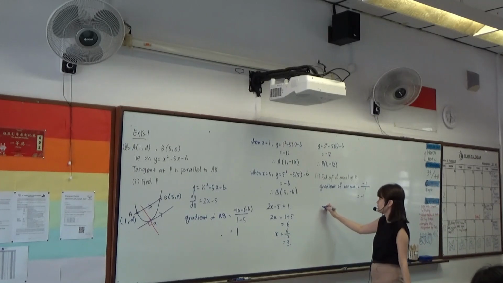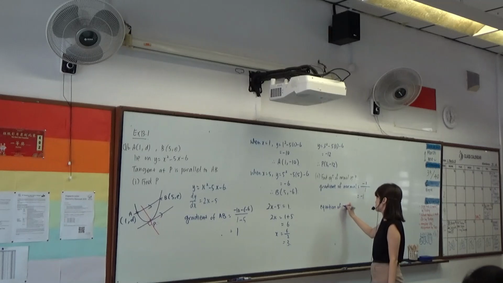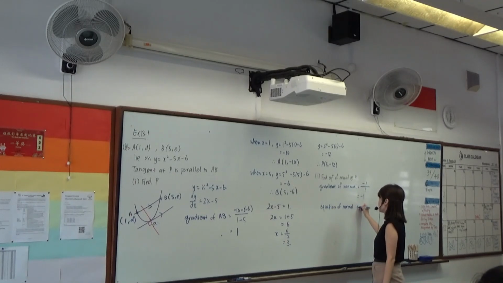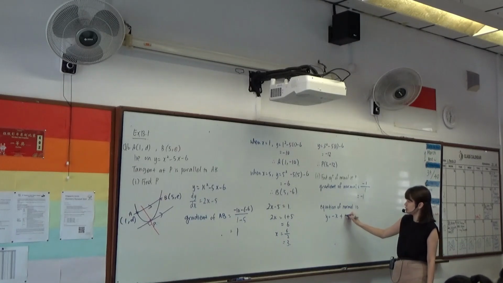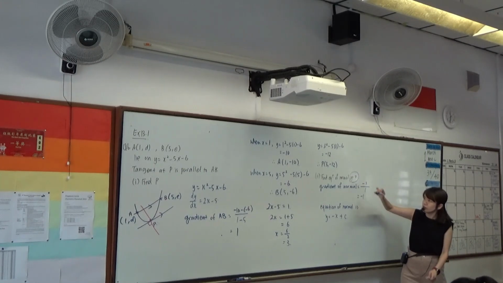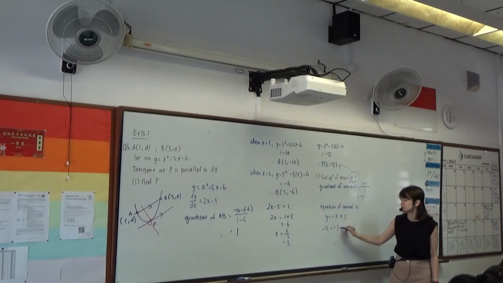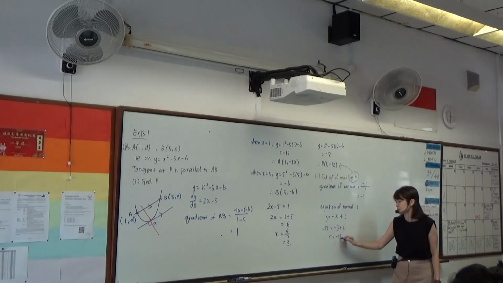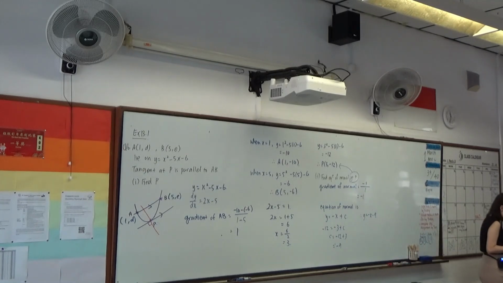Then to find the equation, that will be y equals mx plus c. Since we're looking for the normal at P, we use the coordinates of P. So c equals negative 9, therefore the answer will be y equals negative x minus 9.